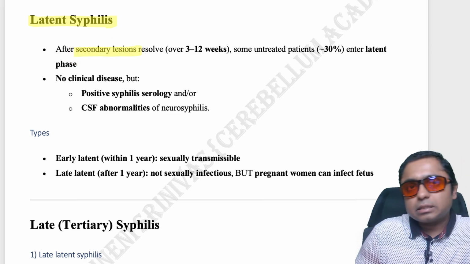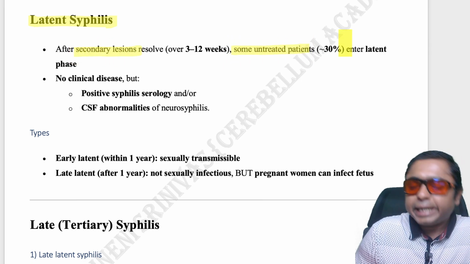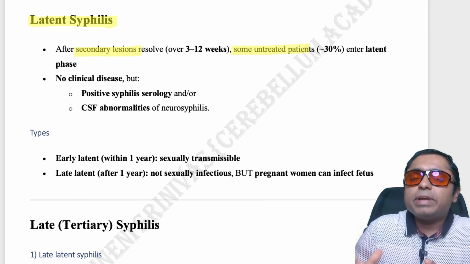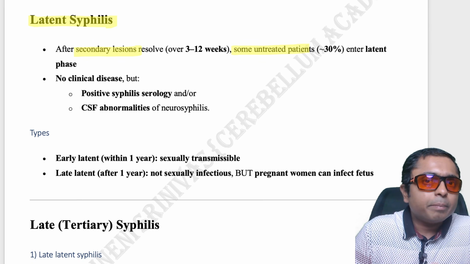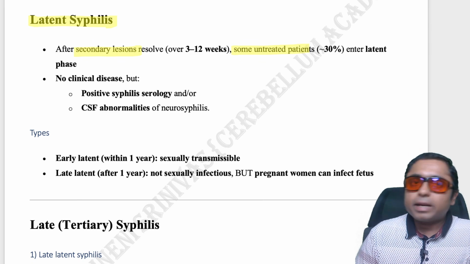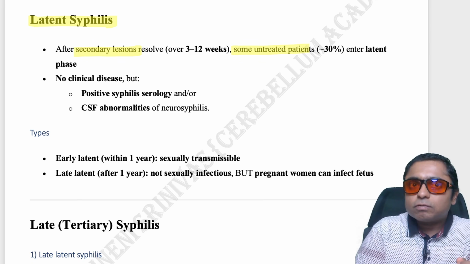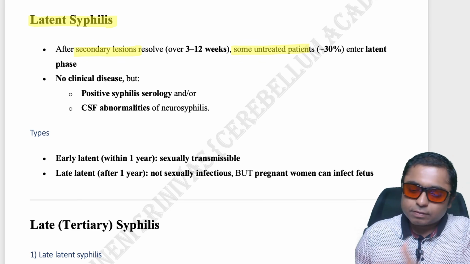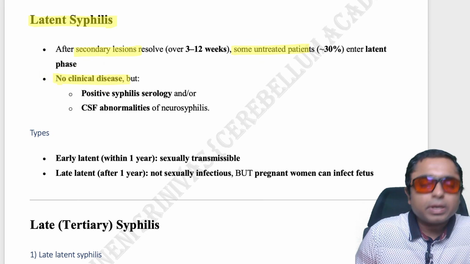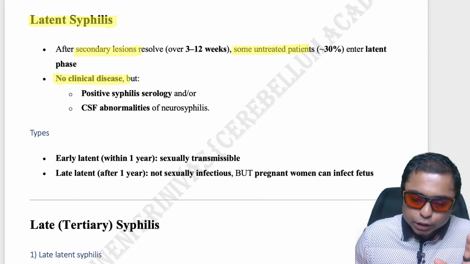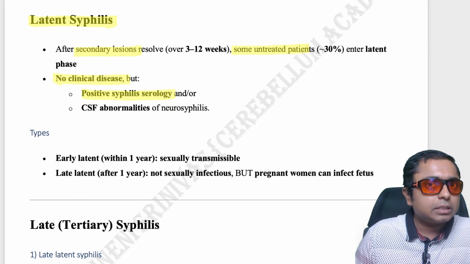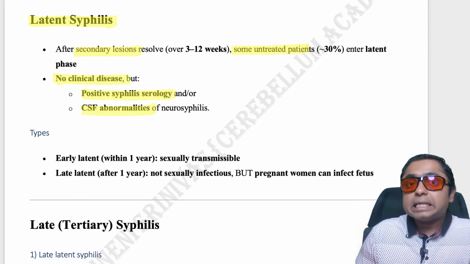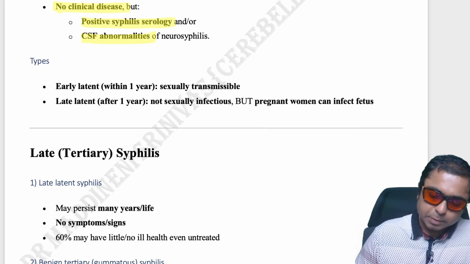After the secondary lesions resolve, okay, some untreated patients can enter into latent syphilis. Usually secondary syphilis we will treat, because it is going to be very much symptomatic for the patients. But if any of the individuals miss out in this phase, then they are going to land up in the next phase, that is latent syphilis. So here patients will not have any clinical disease, no clinical lesions will be there, but if you do the serology, they are going to have positive serology for syphilis. And also we can see CSF abnormalities in neurosyphilis patients.